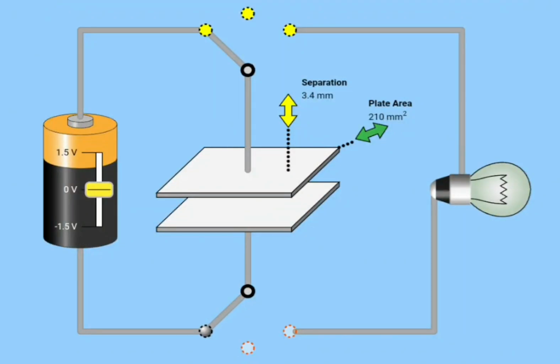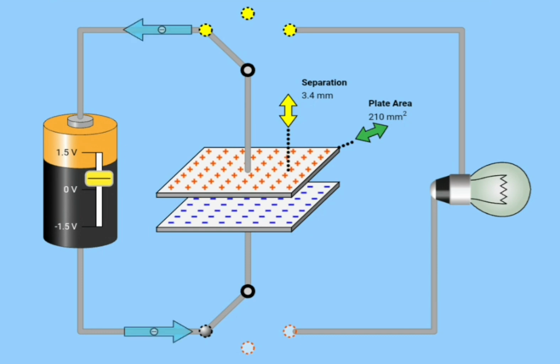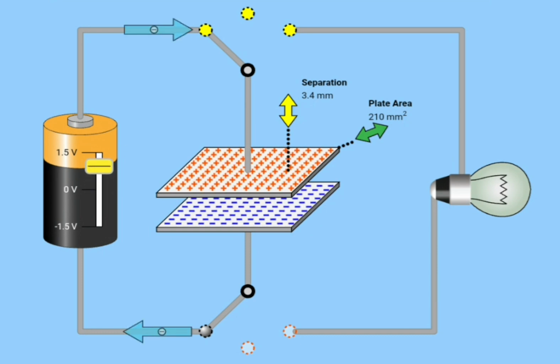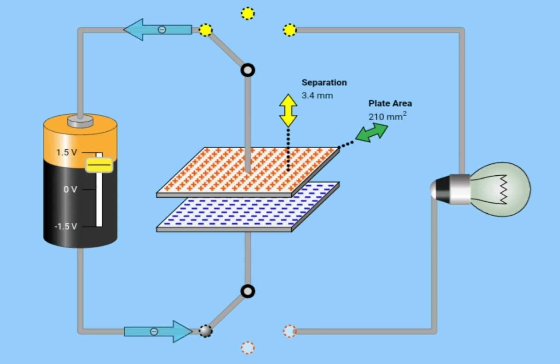Imagine we have two conductive plates with air as the insulator between them. If we connect them to a battery and increase the voltage of the battery, as you see, positive charges would go on one of the plates and an equivalent and equal number of negative charges would go on the other plate. We say the capacitor has been charged by the battery.